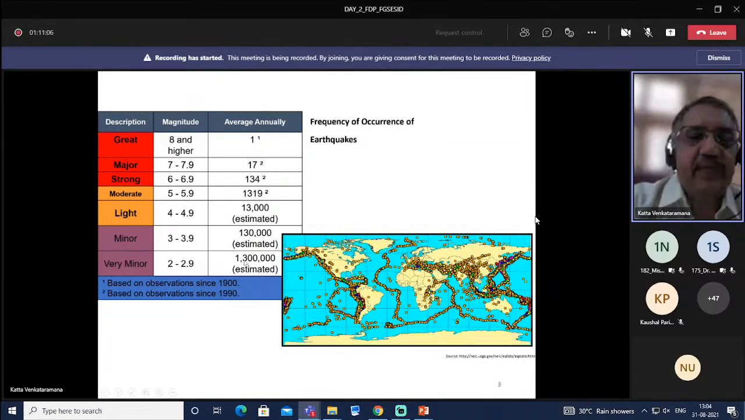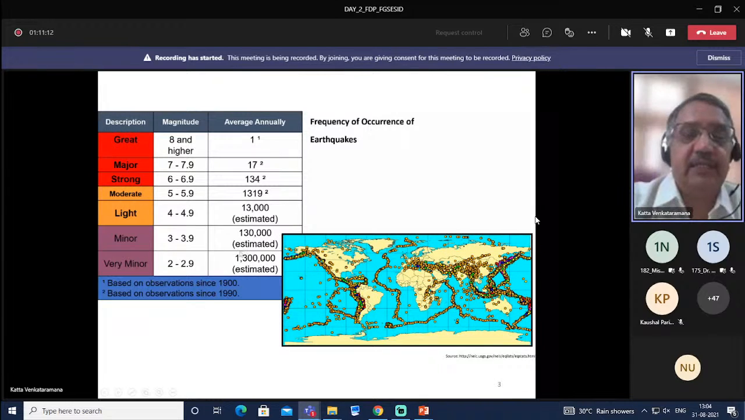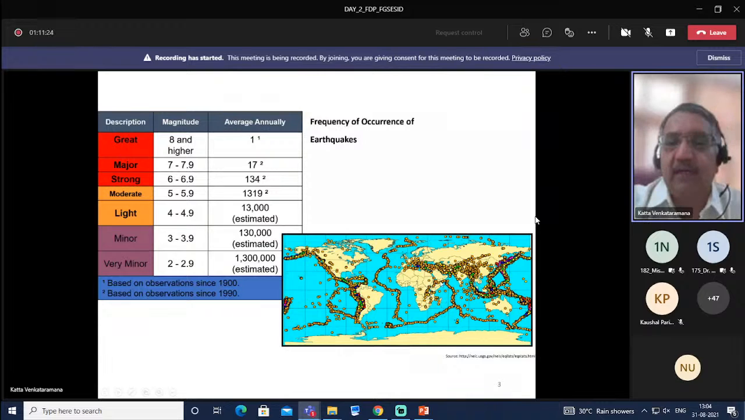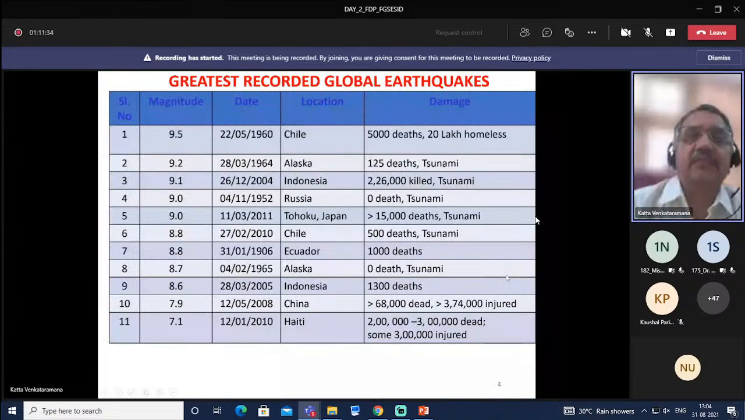And there are very minor earthquakes which are mainly recorded by instruments. We may not feel them, but they will indicate the seismicity of the region. And these circles indicate the occurrence of earthquakes. So you can see most of the earthquakes have occurred along the boundary of the plates. And this is our country, India. So most of the earthquakes here. And Japan entirely covered by earthquakes.